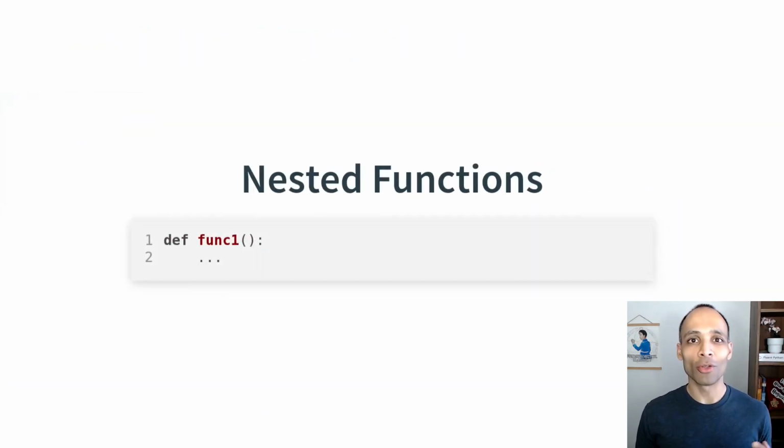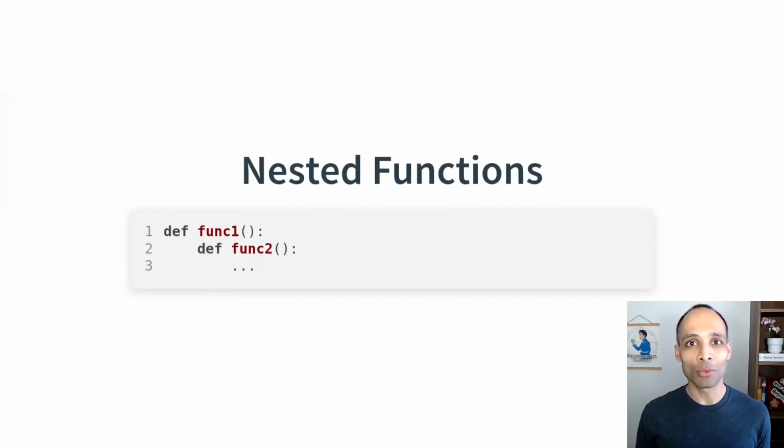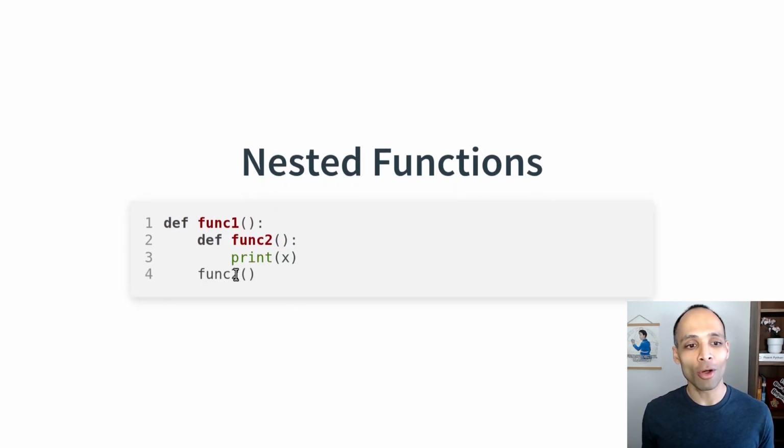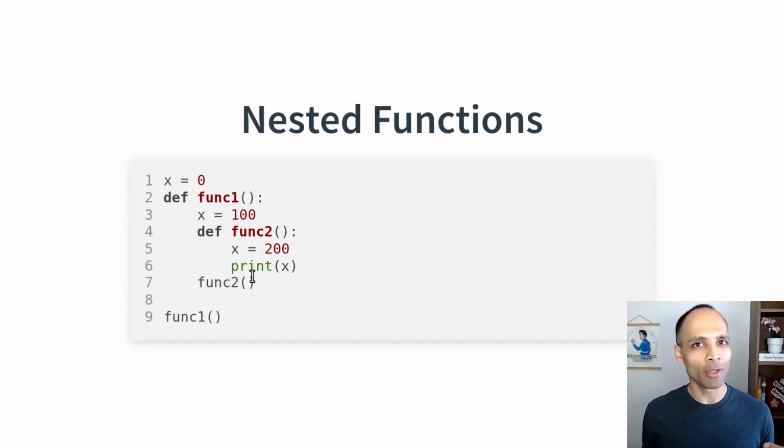Here we have a function called function1, and within that function, we're defining another function called function2 that does something like print a variable x. After defining function2, the body of function1 calls function2. Let's suppose that within this, we have several different values of x in the global scope, in the local scope, and something in between. And after we've defined our function1, we actually call it.